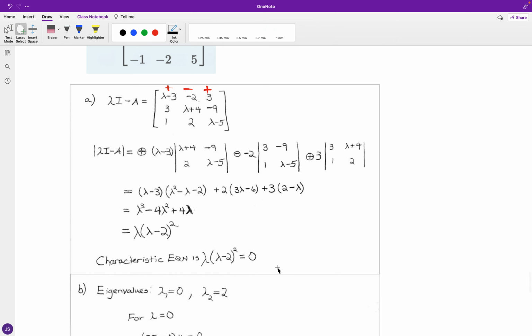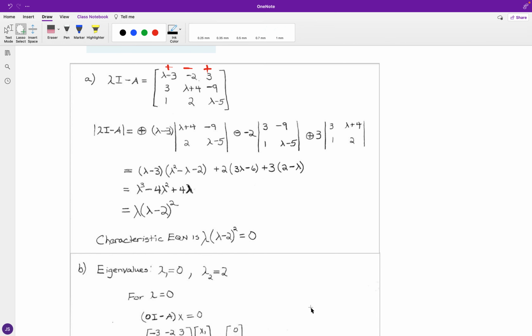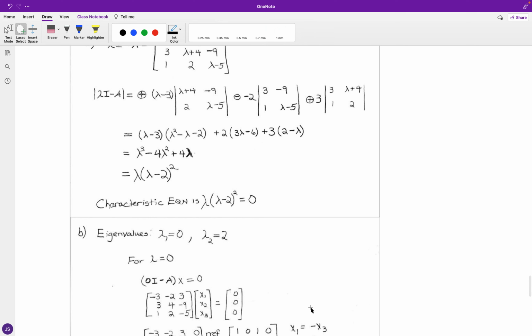So from lambda equal to 0, we can say our first eigenvalue will be from that factor where we're going to end up with 0. Second eigenvalue will come from setting lambda minus 2 equal to 0, where we have lambda equal to 2. And just the backdrop for the determination of the eigenvectors.